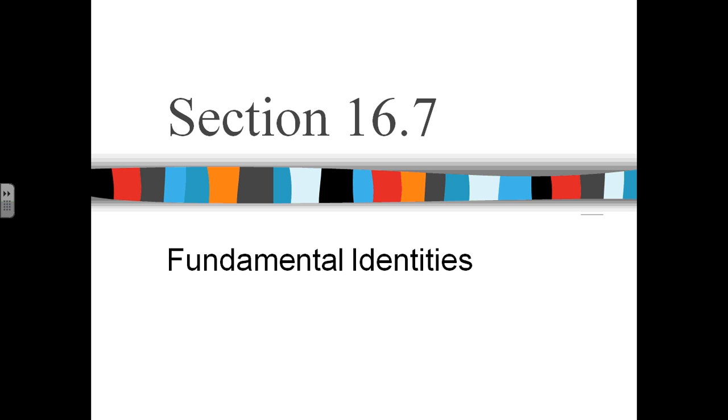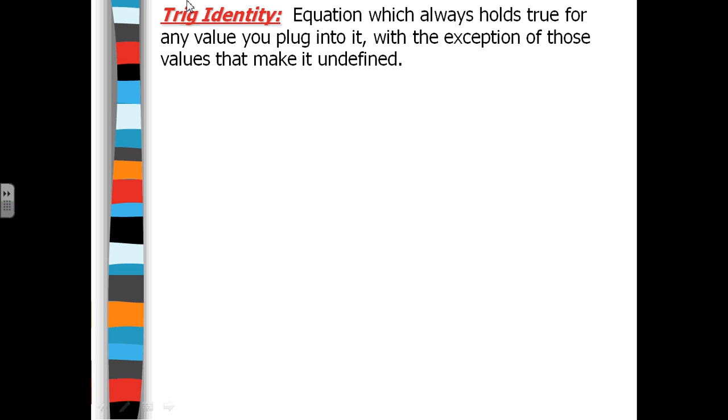Just be forewarned, you're going to be learning a lot of identities, okay? So numerous identities that you are going to be responsible for knowing by the end of the chapter. Okay, so what is a trig identity? Well, a trig identity is simply an equation that holds true for any value that you plug into it. Of course, with the exception of those values that would make it undefined.